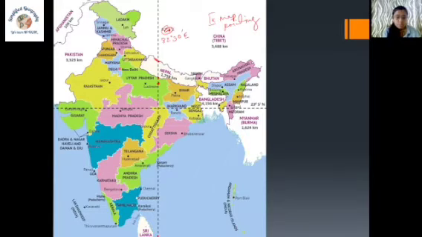Whenever you are using an outline political Indian map, you will find Sri Lanka is somewhere here. You will just touch the southeastern boundary of Sri Lanka, and you will make a straight line joining all these 4 points. Then you will get a perfect 82 degree 30 minute east, and no one will cut your marks. Are we clear?